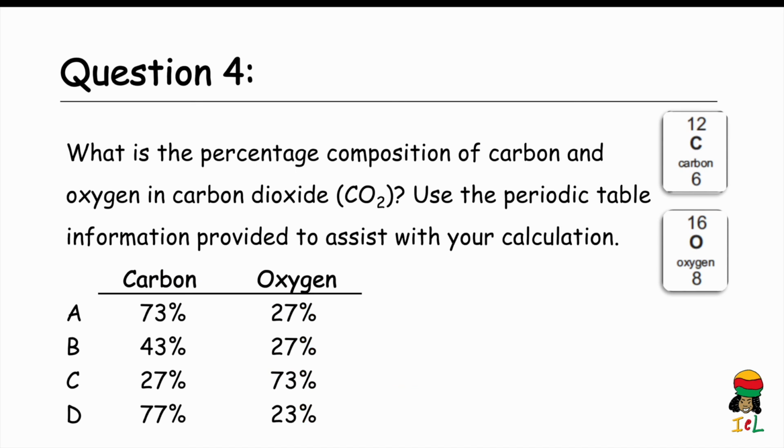Question 4. What is the percentage composition of carbon and oxygen in carbon dioxide? Use the periodic table information provided to assist with your calculations. A. Carbon 73%, oxygen 27%. B. Carbon 43%, oxygen 27%. C. Carbon 27%, oxygen 73%. D. Carbon 77%, oxygen 23%.